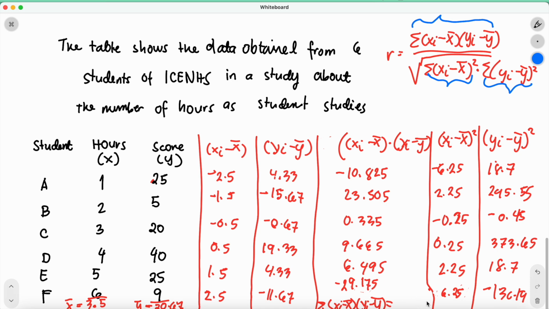Okay, so I'm going to write this here. 6.25 plus 2.25 plus 0.25 plus 0.25 plus 2.25 plus 6.25. This one is 4.5. This one, 4.5. And this one is 18.7 plus 2.